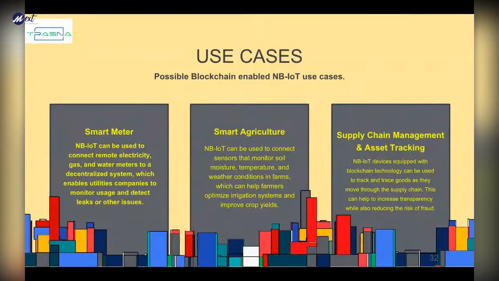But there are some use cases like smart meters, smart agriculture, and supply chain and asset tracking. Asset tracking is the latest one which I would like to mention, because during summer or the holiday period, people have lost their luggage. And Apple has come out with a kind of microchip device, which is a tracker. You can put the tracker on your devices, and you can navigate globally to where your device has been lost. So these are a couple of things which can be possible with blockchain enabled NB-IoT use cases.